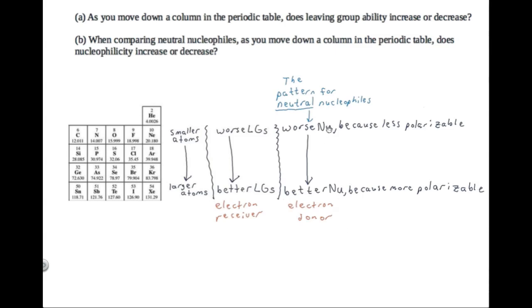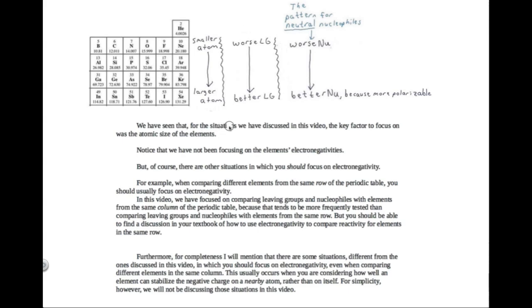Now remember, we said that the reason for this trend for nucleophiles is based on this idea of polarizability, which you can learn more about in your textbook. And the reason for this trend for leaving groups we discussed earlier in the video. It's based on the idea that elements that are further down in the periodic table are larger. And therefore, after they leave, they're better able to spread out and stabilize their negative charge. And therefore, it's easier for these larger atoms to leave in the first place. Well, we have seen that for the situations we have discussed in this video, the key factor to focus on was the atomic size of the elements.